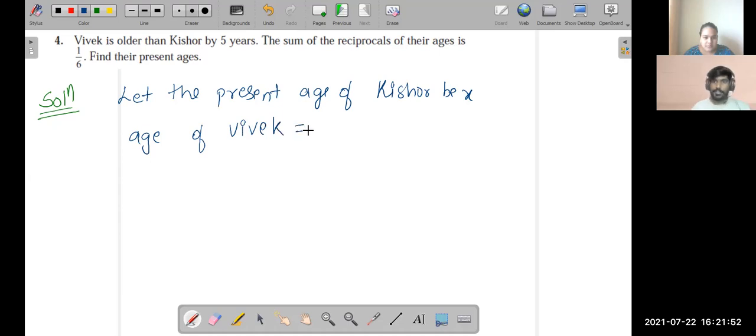Kishore's age is X. Vivek is older than Kishore by how many years? By 5 years. So what will be Vivek's present age? X plus 5, like always. X plus 5 years.